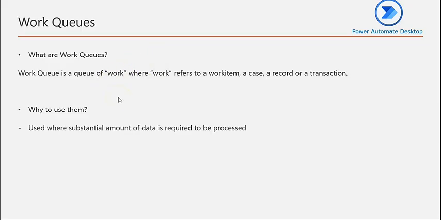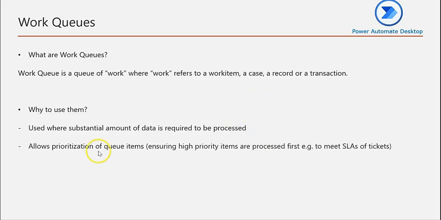And why do we use them? Wherever there is a large volume of data and you need to process it, you can use work queues. Secondly, work queues allow prioritization of queue items, so within the queue, you can prioritize each item. Let's say you have a service level agreement for a ticketing system you're automating. You need to process certain transactions first by giving them a higher priority than other transactions. In such cases, work queues are used.